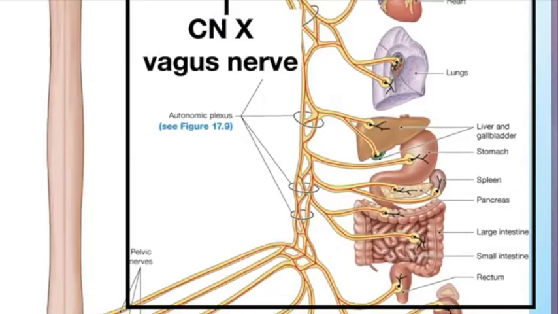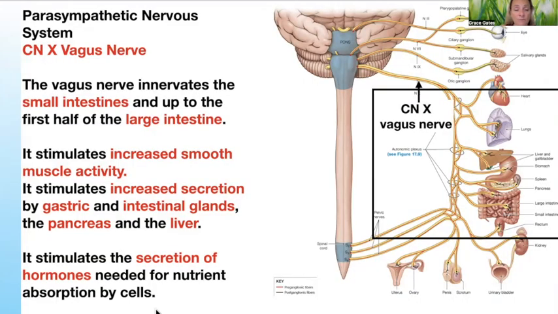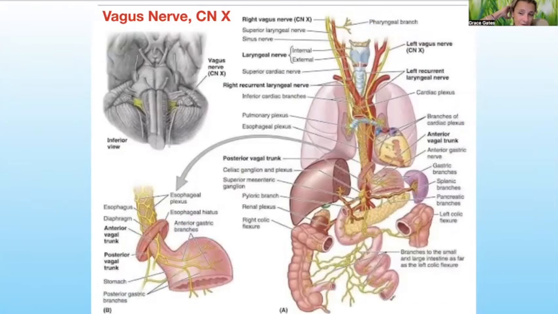The vagus nerve innervates the small intestines and up to the first half of the large intestine. It stimulates increased smooth muscle activity. It stimulates increased secretions by gastric and intestinal glands, the pancreas, and the liver. And it stimulates the secretion of hormones that are needed for nutrient absorption by cells. Here's a picture of the wanderings of the vagus nerve.